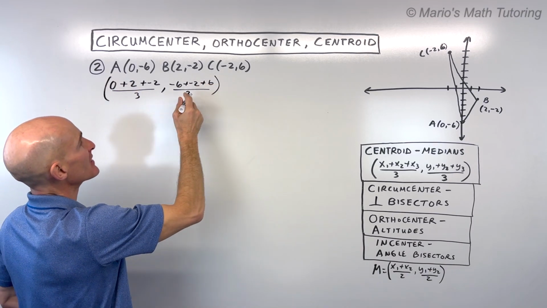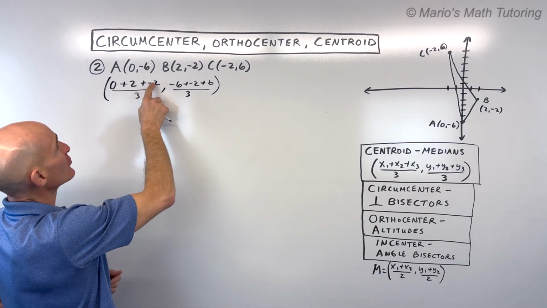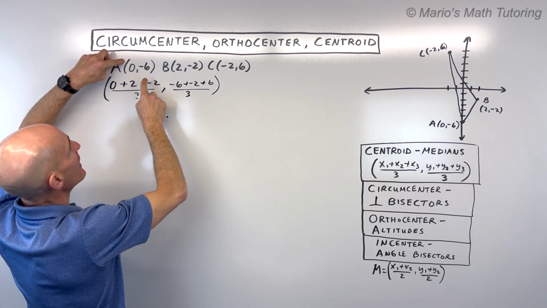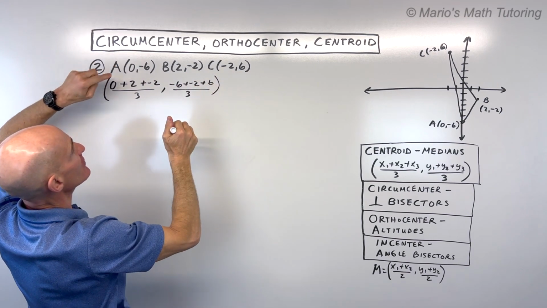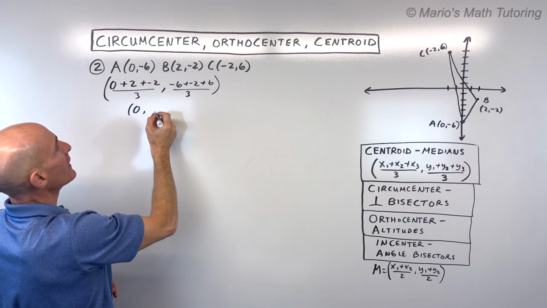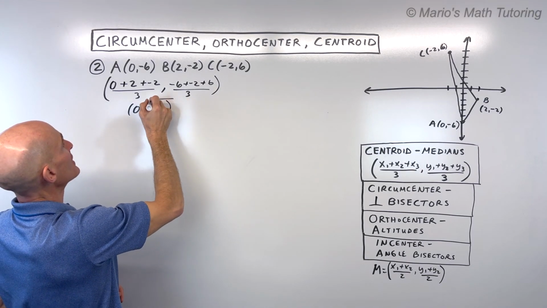Sometimes people make a mistake. They divide by 2 because they're so used to thinking about the midpoint. But this is like you're averaging 3 points. So you're adding the x's together and dividing by 3, and you're adding the y's together and dividing by 3. So this comes out to 0 over 3, which is 0, and negative 2 over 3. Okay, so that's your centroid.